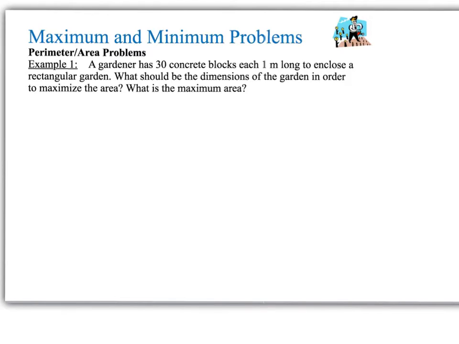In example 1, a gardener has 30 concrete blocks, each 1 meter long, to enclose a rectangular garden. What should be the dimensions of the garden in order to maximize the area? What is the maximum area? Let's draw a diagram to illustrate the scenario. So we have a rectangle with a length and a width.